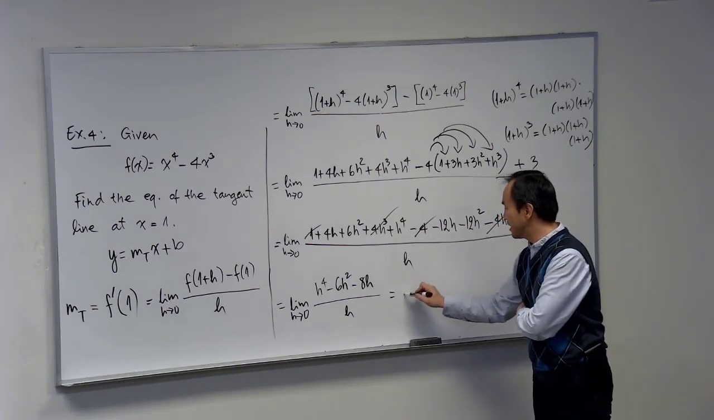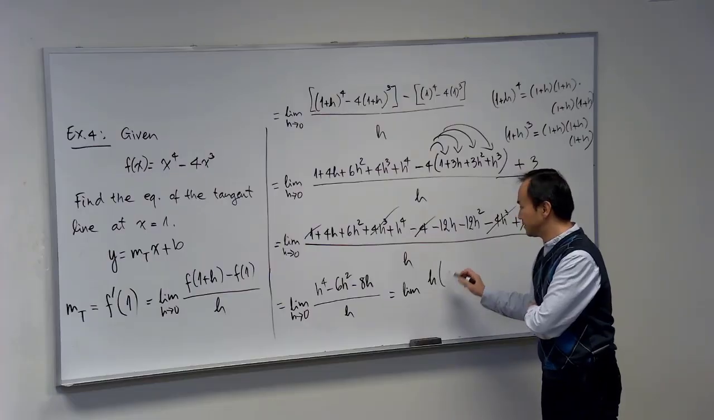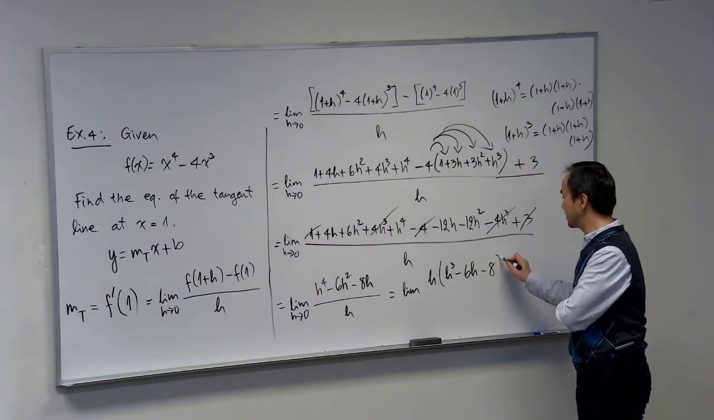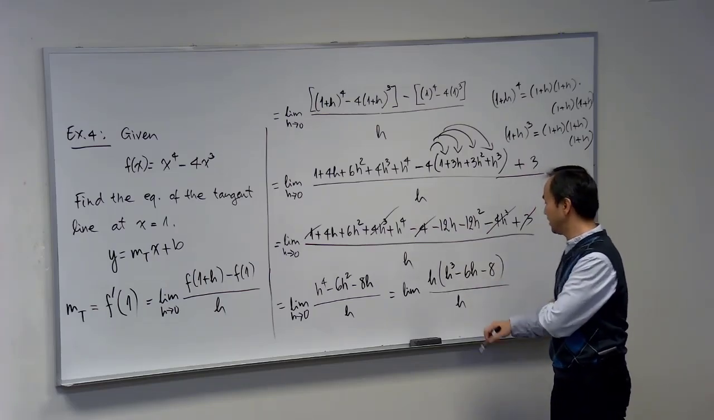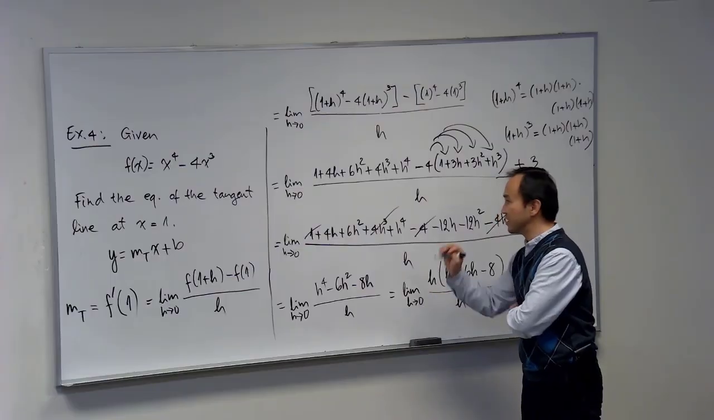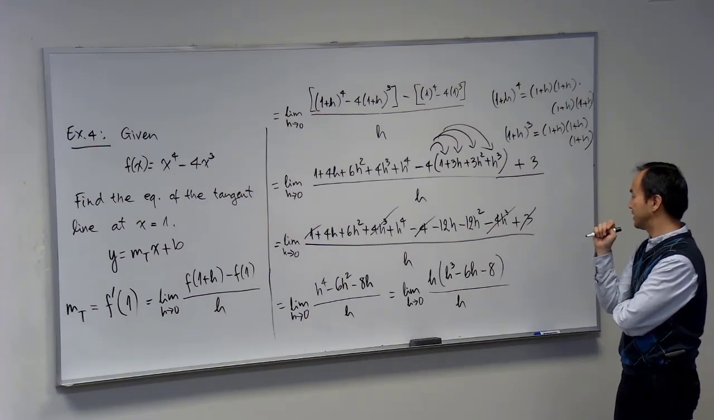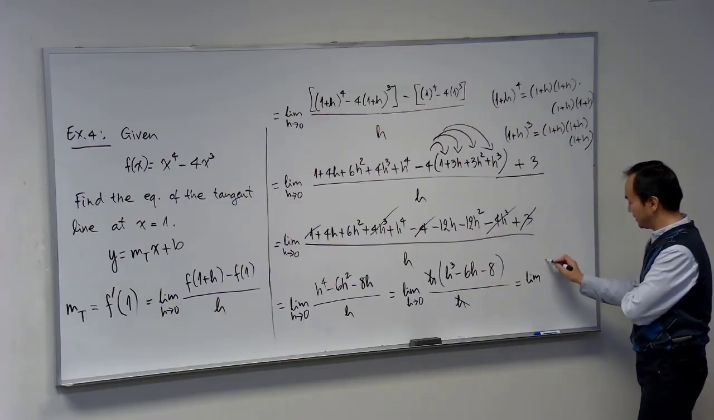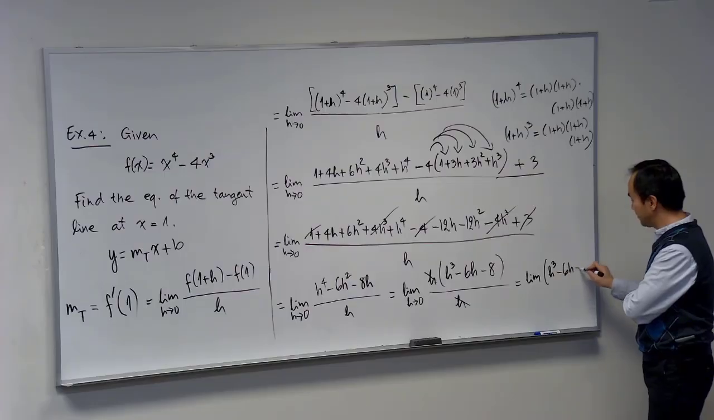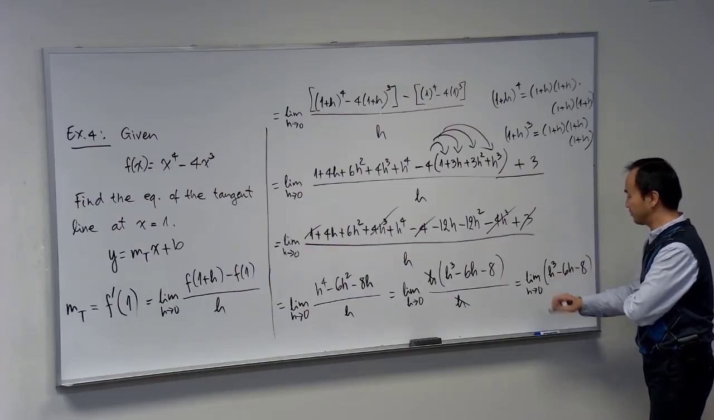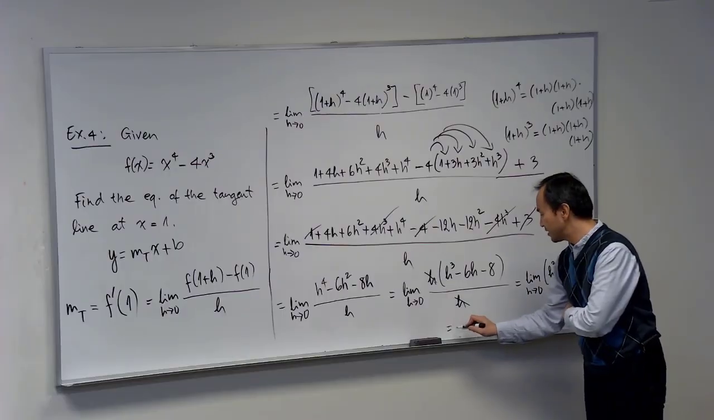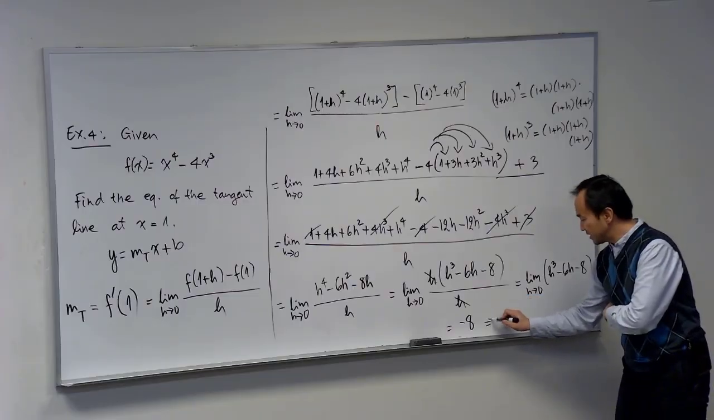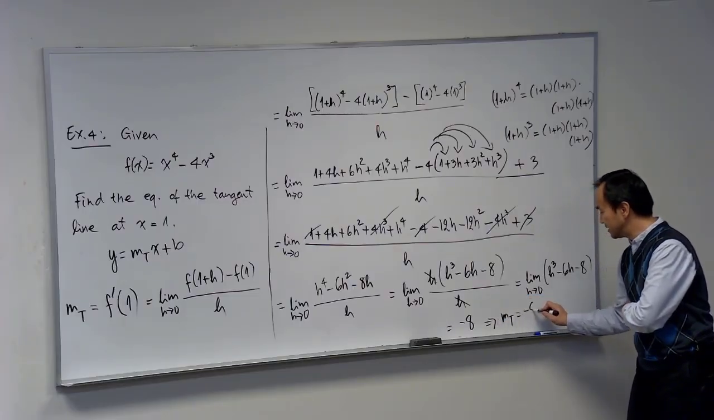So now we can factor out the h. So h cubed minus 6h minus 8, all divided by h, as h goes to 0. So we cancel the h. Those are the limits, right, of h cubed minus 6h minus 8 as h comes to 0. That means the limit turns into minus 8. Minus 8 means the slope of our tangent line equals negative 8.